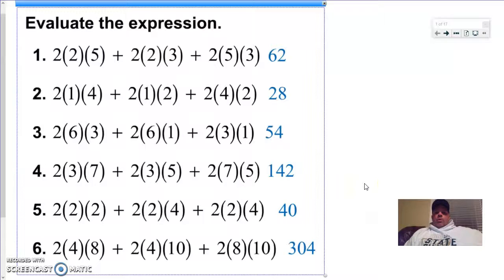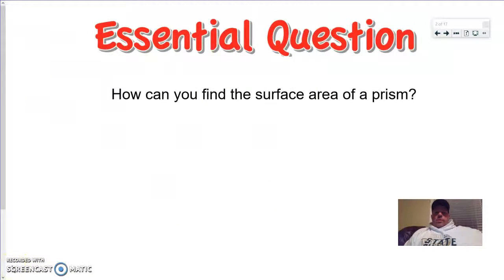So as you can see, we've evaluated these expressions. We'll be using some things with some similar problems like this today. So the essential question in our lesson today is, how can you find the surface area of a prism?